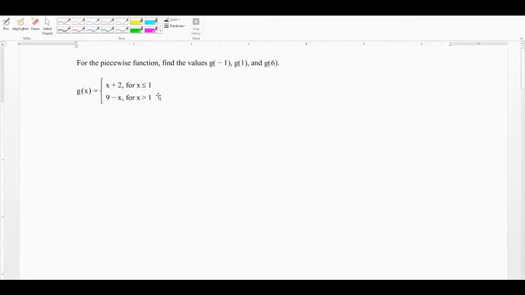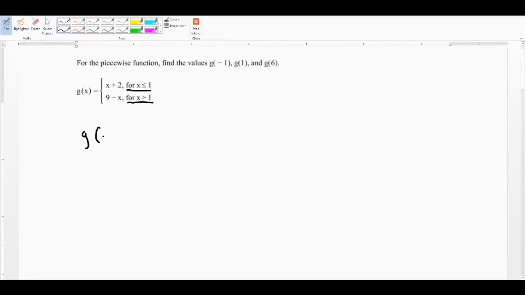What we're looking at in this example is a piecewise function. It's just a function that's broken up into two different pieces. Now if you look at the "for" part, that's a restriction on the domain. So that means we're only going to look at x plus 2 if our x values are less than or equal to 1. We're only going to look at 9 minus x if our x values are greater than 1. So we've got three different function values we're going to find.